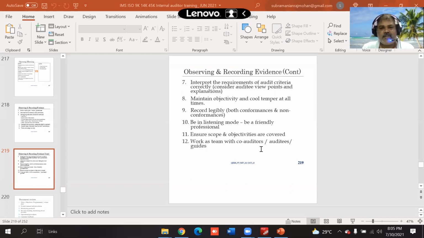Observe and record the evidence, interpret the requirements of the audit criteria correctly, and consider the auditees' viewpoints and explanations. Maintain objectivity and keep a cool temper at all times, because an auditor cannot shout at them or get angry. That is not ethical and professional. We find faults, nothing wrong with that. Then you just put in the report that they need to improve.